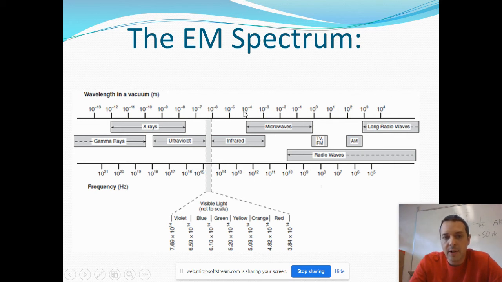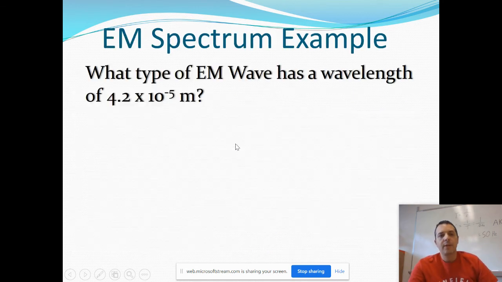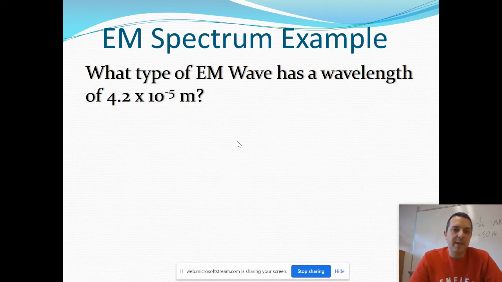Right? So if we're looking right here, the only thing that could possibly fall around the 10 to the negative 5 is an infrared wave. So when they ask the question, what type of EM wave has a wavelength of 4.2 times 10 to the negative 5 meters, that wave would be an infrared wave.